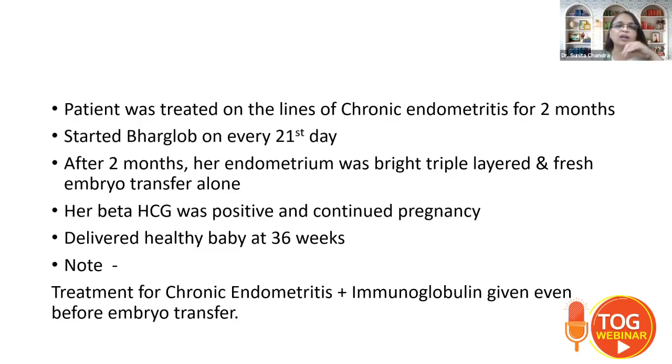So what I just wanted to share here is that chronic endometritis also causes an increase in TNF alpha and NK cells. And it is bad. It is really immunotoxic. It is not good for the patient for conception because then your endometrium and embryo talk is not there. That synchrony is not there. And that is why there are implantation failures. So, I don't know whether it was the treatment of chronic endometritis or the Bharglobe which worked, but she had a healthy baby at 36 weeks.